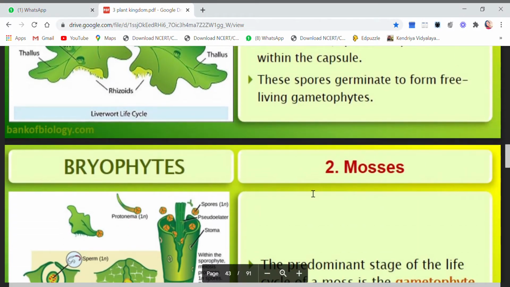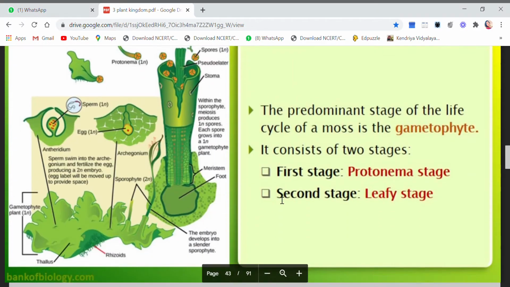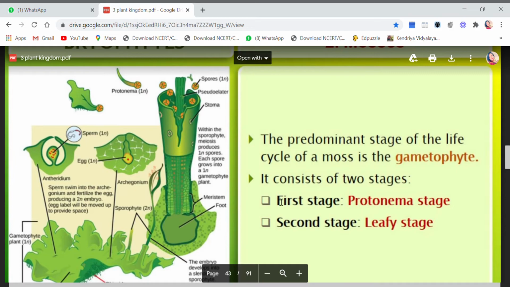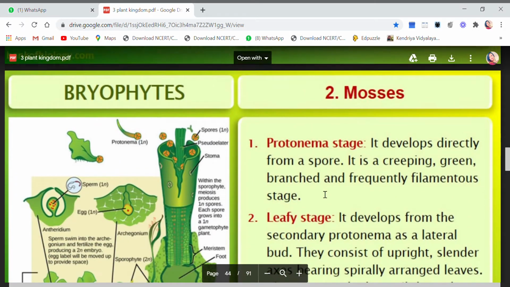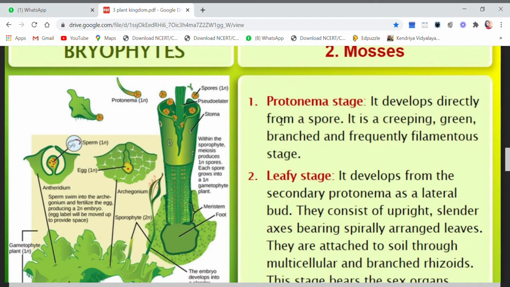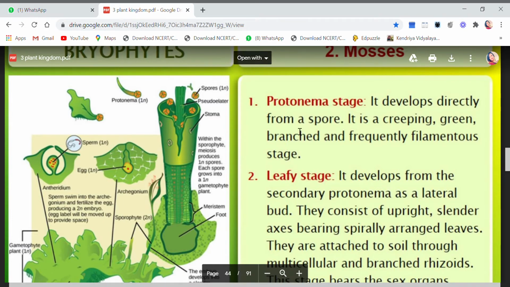Okay. The second type of bryophyte is mosses. The predominant stage of the life cycle of a moss is again the gametophyte. It consists of two stages. The first stage is the protonema stage, the second stage is the leafy stage. Now let's see the two stages. Children, the protonema stage develops directly from a spore.